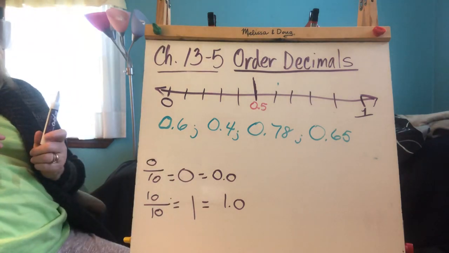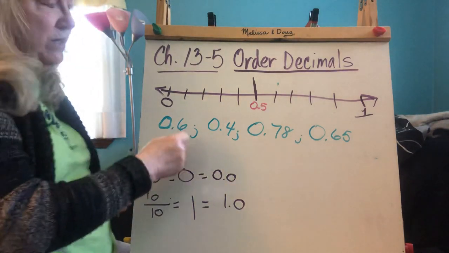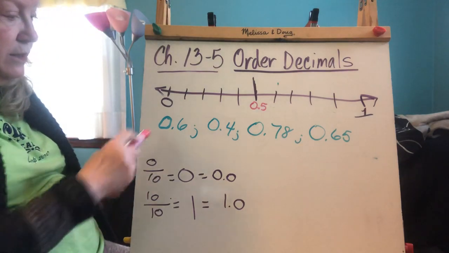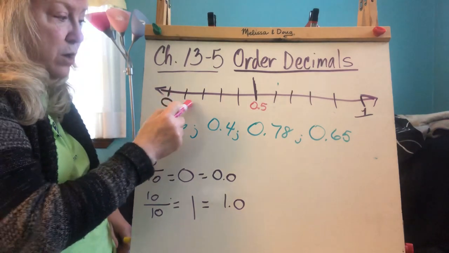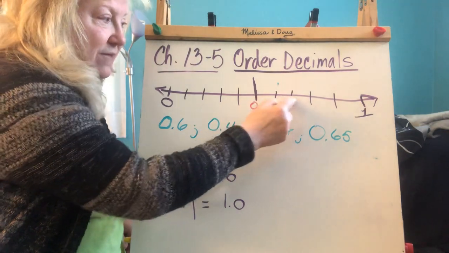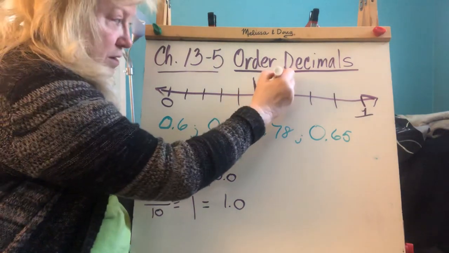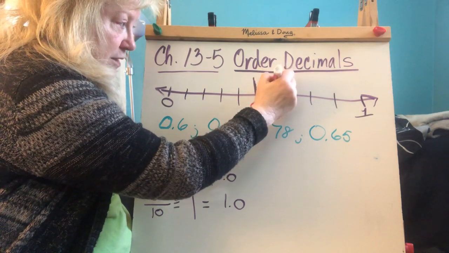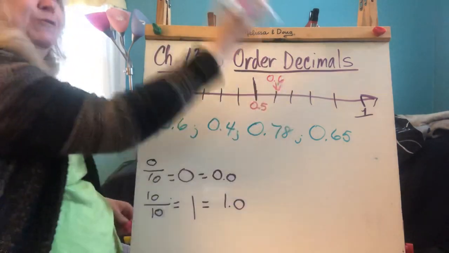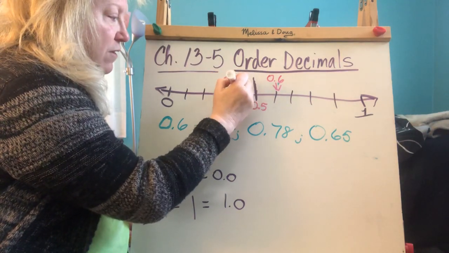Now I have to figure out, well, where are some of these going to go? So where would 6/10 go? If you were looking at this number line, where do you suppose you would put 6/10? Well, this is going to be 0.1, 0.2, 0.3, 0.4, 0.5, 0.6, 7, 8, 9, 10. So we're going to put this one right here. So this is going to be 0.6. It's going to go right there. Where would 0.4, 4/10 go? Right on the other side of the midpoint, right? So this would be 0.4, which is 4/10.